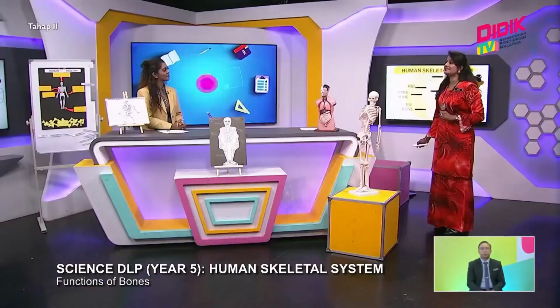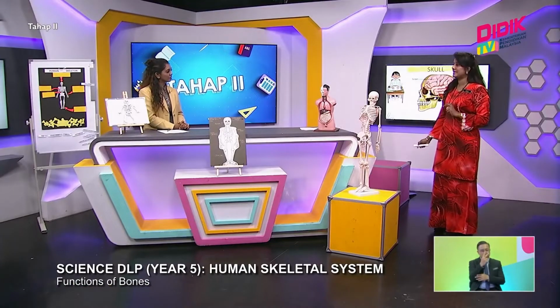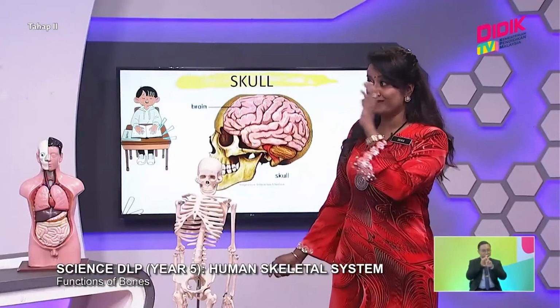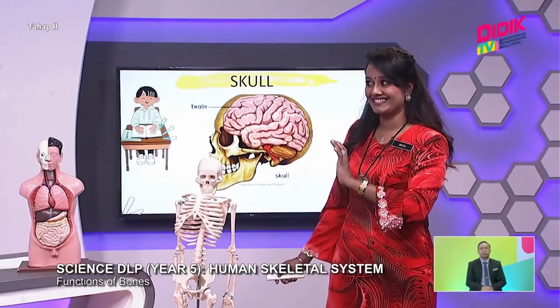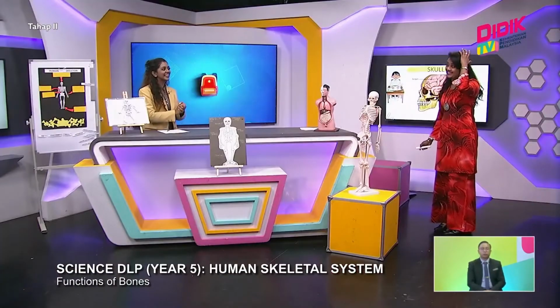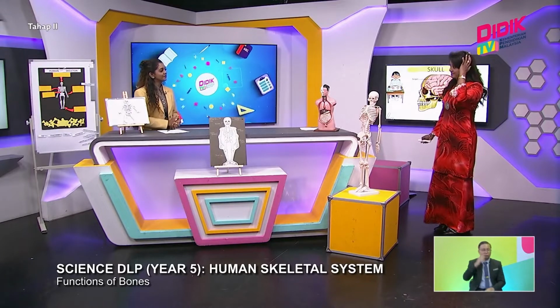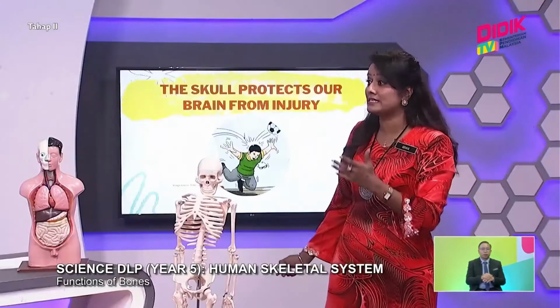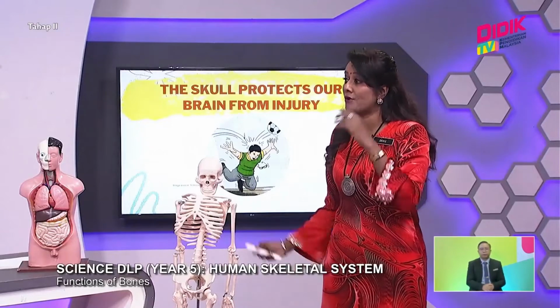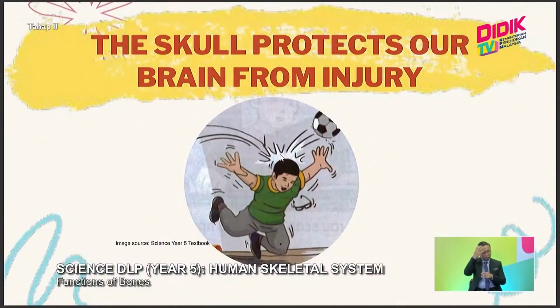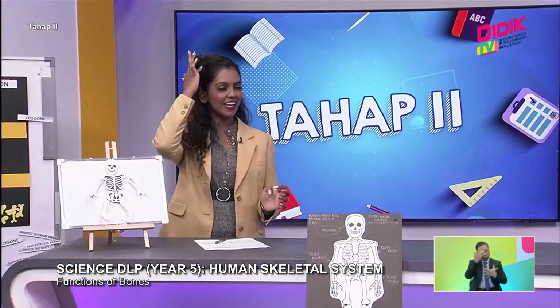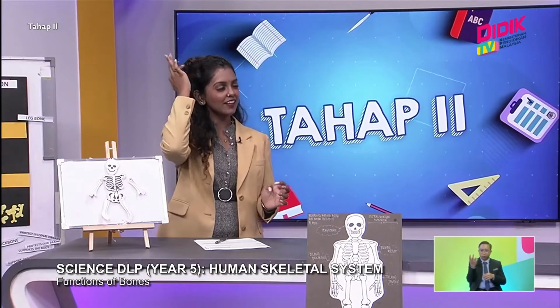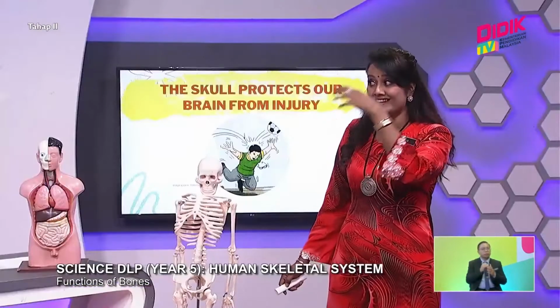Okay, let's have a look at the first thing, the skull. Do you know where the skull is? The skull is on my head. Yes, the skull is here. The skull protects our brain from injury. When you touch the skull, you can knock or press it and see how it feels. Is it soft? It's very hard. Yes, it's very hard, so that it can protect our head.